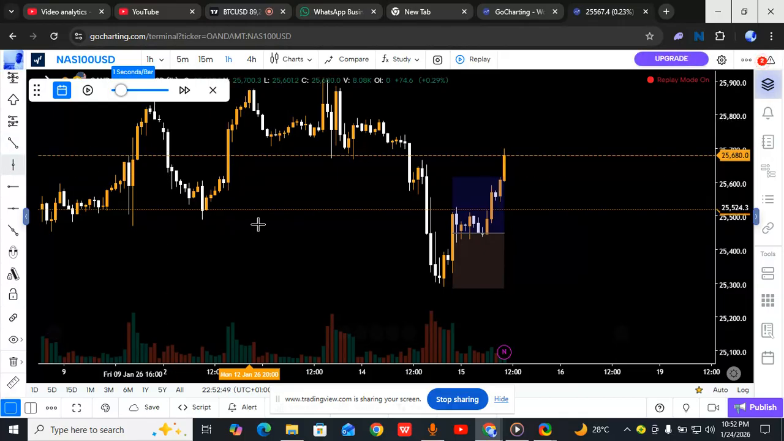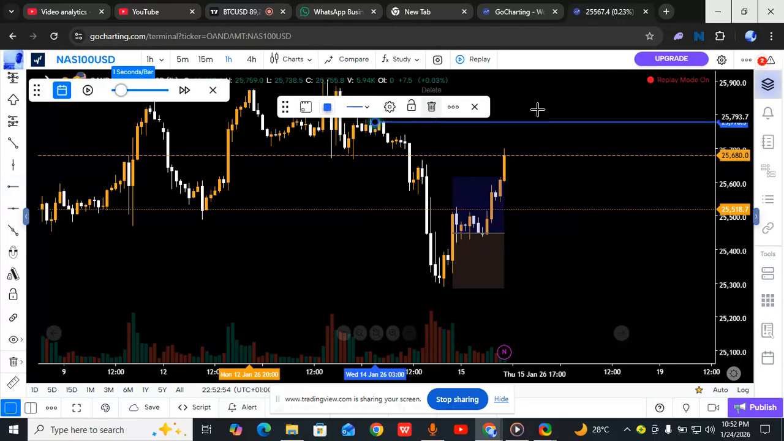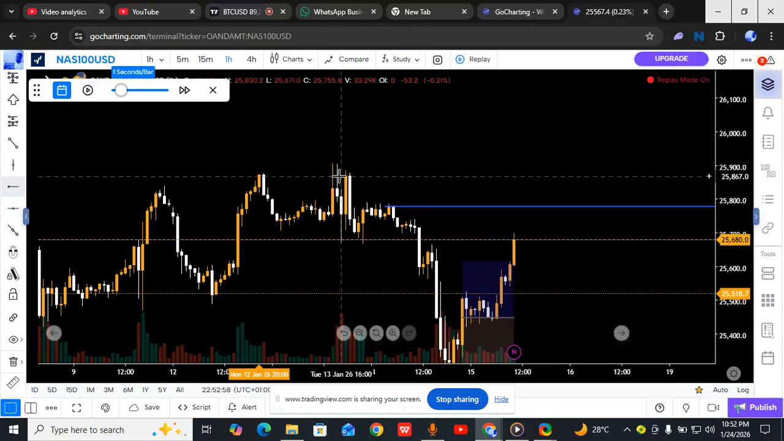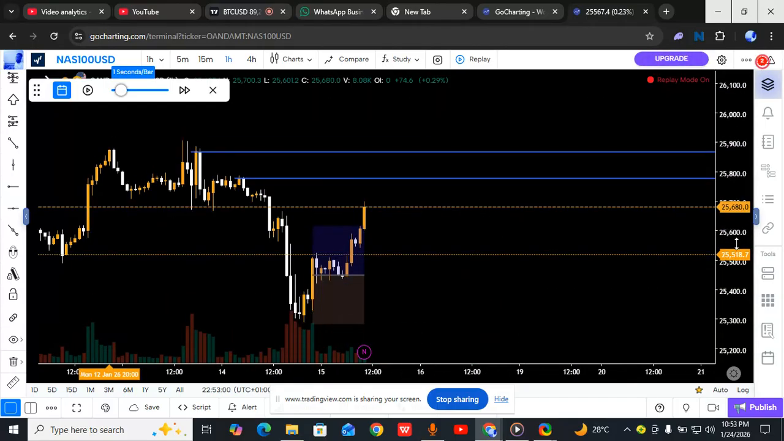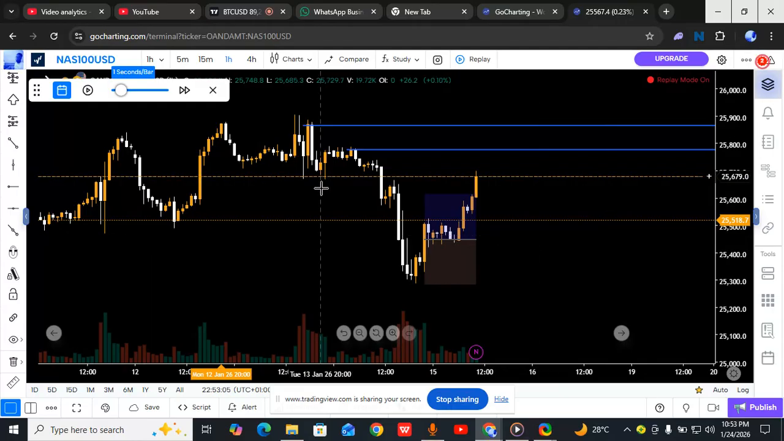So we're going to be looking at this level. Going to be looking at this level over here. Then we're also going to be looking at this level over here. So these are the two levels I want price to tap into first. Then before I start looking for a possible sell.